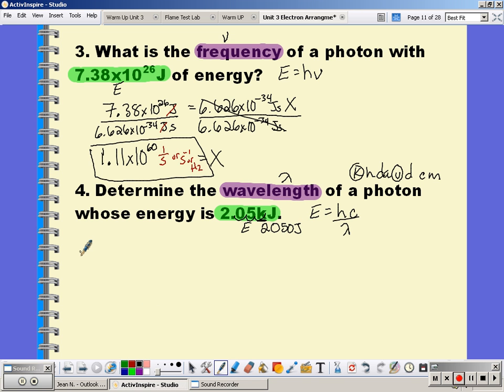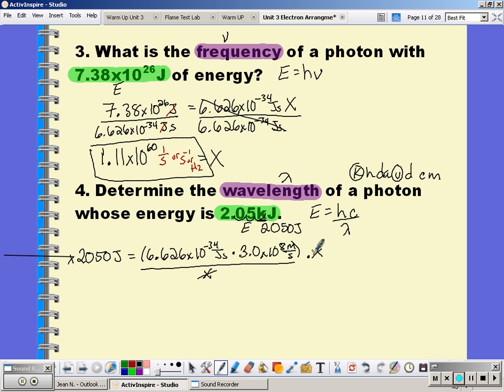So we're going to plug in the number. 2050 joules is equal to Planck's constant times our speed of light divided by our wavelength, which is what we're looking for. We would want to multiply both sides by x and then divide by 2050 joules to get x by itself.